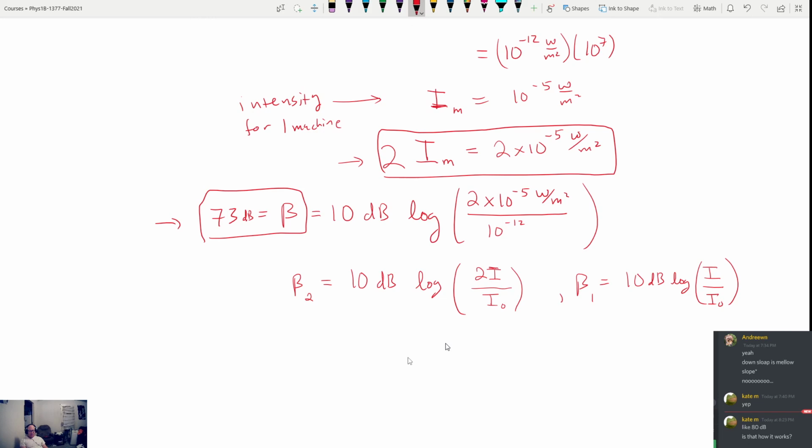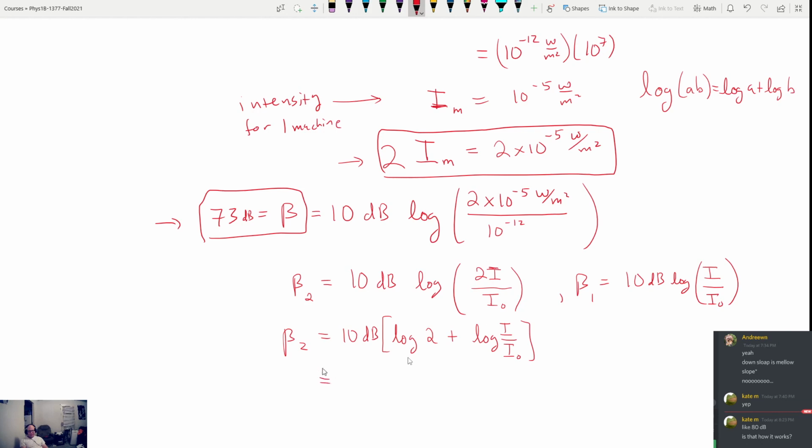So what we really want to figure out is how these are related to each other. We can use some log properties to say this whole thing can be written as 10 decibels times the log of 2 plus the log of I over I naught. Would you all agree? Because the log of A times B is equal to the log of A plus the log of B. So the log of 2 plus the log of I over I naught should work, right?